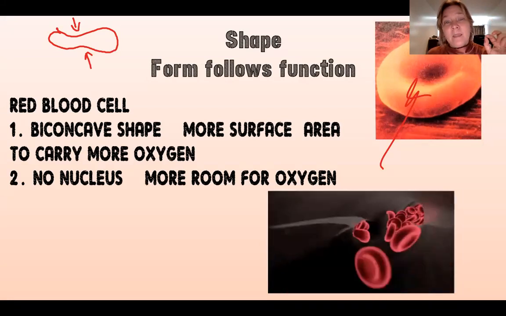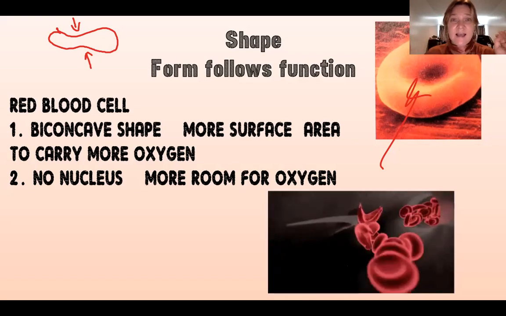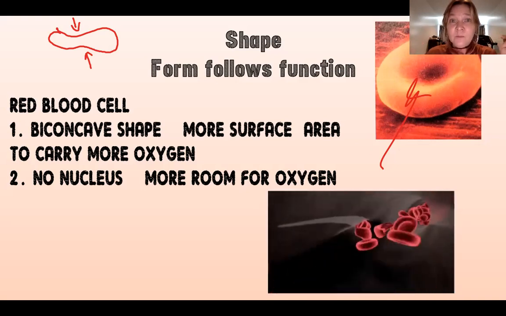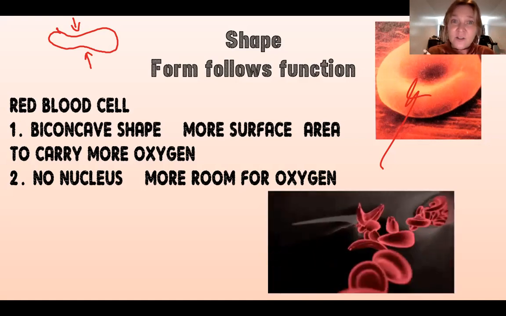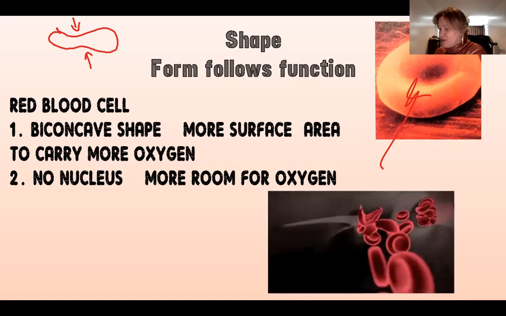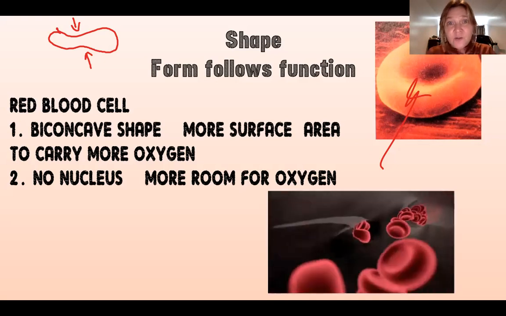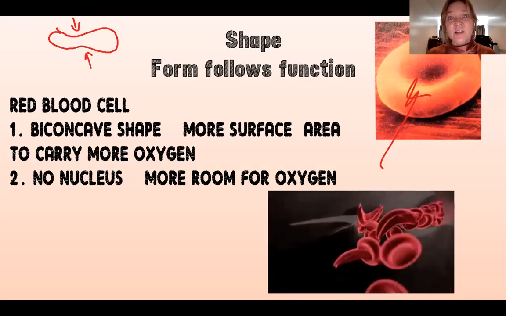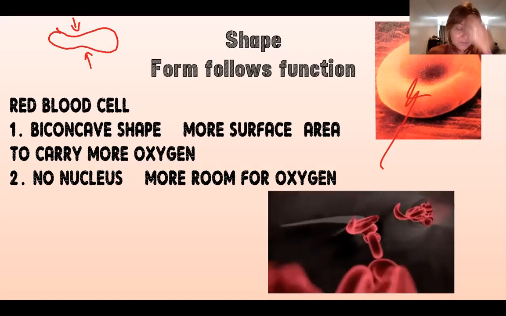Now, the advantage of having a biconcave shape instead of just a sphere is that it increases the surface area. Now, why would a red blood cell want a large surface area? Because its function is to carry oxygen. And the way that it carries oxygen is that oxygen has to go into the cell through the cell membrane, that outer barrier. So if you have a higher surface area, that means that you can absorb more oxygen faster.